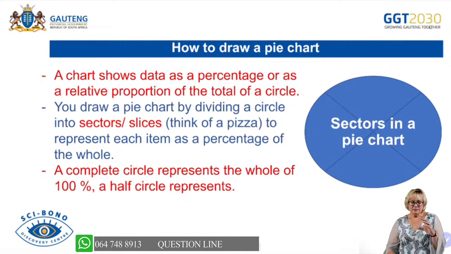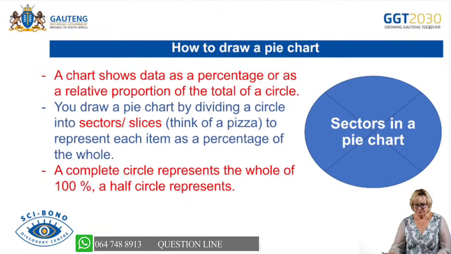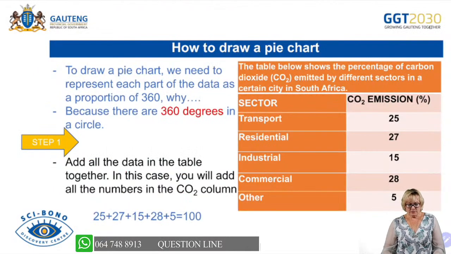A pie chart is a circle, all right, and in that circle, you are actually going to divide that circle into segments, and each segment is going to represent a portion of the data that's actually been given to you. All right, how to draw a pie chart? To draw a pie chart, we need to represent each part of the data as a proportion of 360 degrees. Why? Because there are 360 degrees in a circle. All right. Add all the data in the table together. In this case, you will add all the values in the CO2 column together.